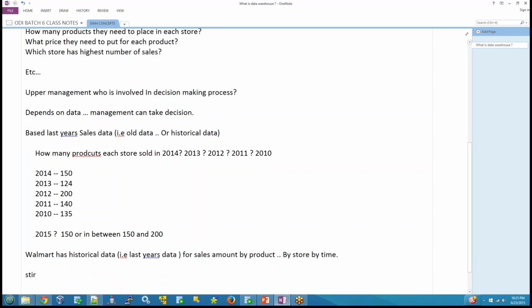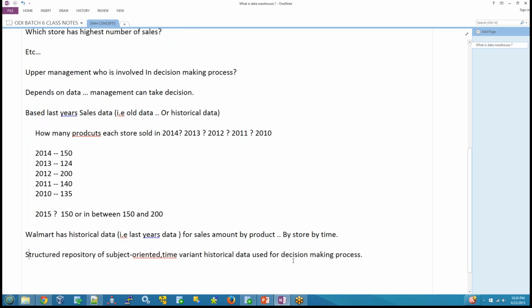The data warehouse is the structured repository of subject oriented and time variant historical data used for decision making process. This is the definition of your warehouse. The data stored in the warehouse is the summary data, not the detailed record.